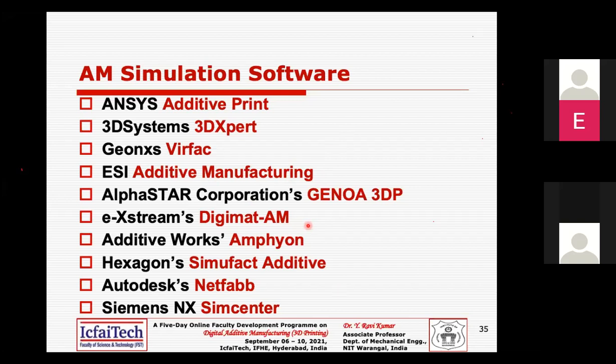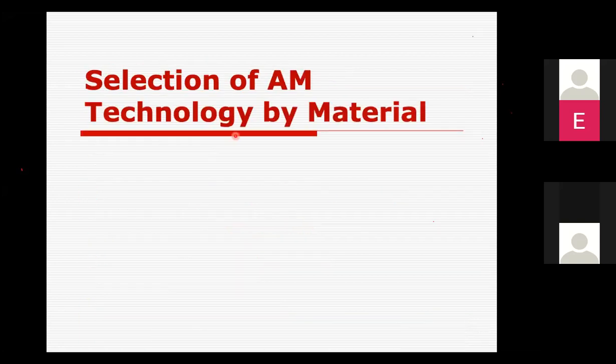You can model it, you can come out with multi-scale, multi-physics models, right? So you have a huge potential to be tapped in this direction. So for your design for additive manufacturing concepts, say, how do you select your AM technology by material?